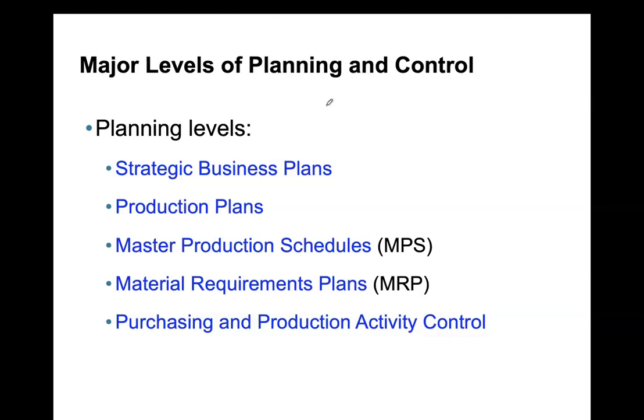These are the levels in planning and control. The first one is strategic business planning. That's about top level, about product, about markets, and growth strategies. Then the next one is production plans. That is about families of products, whereby similar types of products, their planning is carried out. Then the next one is master production schedule. That's about planning of individual items. Then material requirement plans. That is about planning for raw materials and other associated details of product. And the last thing is purchasing and production activity control. That's about controlling and managing the flow of materials in the factory.